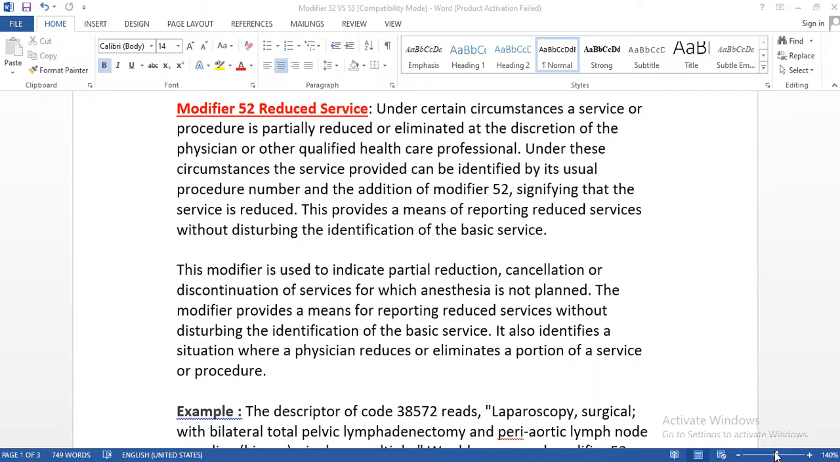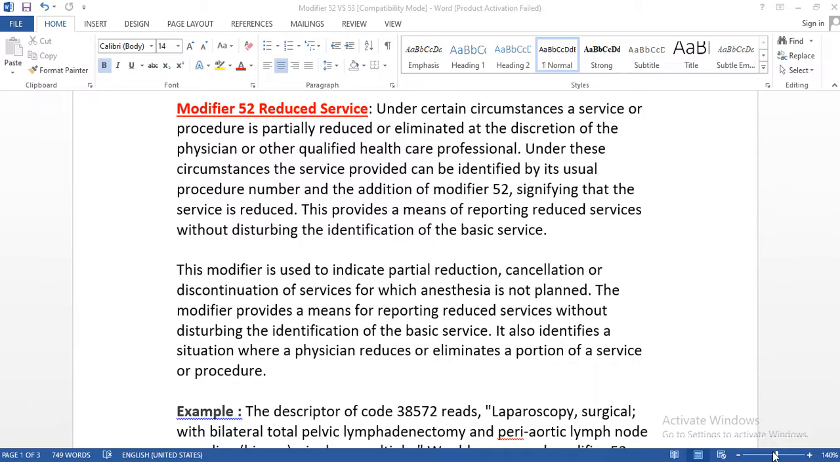Under certain circumstances, a service or procedure is partially reduced or eliminated at the discretion of the physician or other qualified healthcare professional. Because of the situation of the procedure, the physician may need to decide to reduce the service or procedure which the physician is performing. Under these circumstances, the service provided can be identified by its usual procedure number and the addition of modifier 52, signifying that the service is reduced. Whenever this occurs, we need to add the 52 modifier to the CPT code.